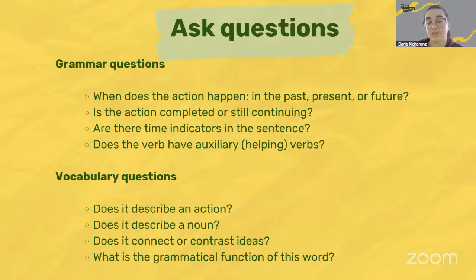And the last, does the verb have auxiliary or helping verbs? For example, when we're talking about such words as didn't do or hasn't done, there you need to pay attention to this helping word and how to make it correct.